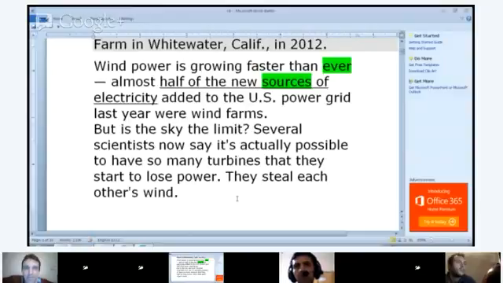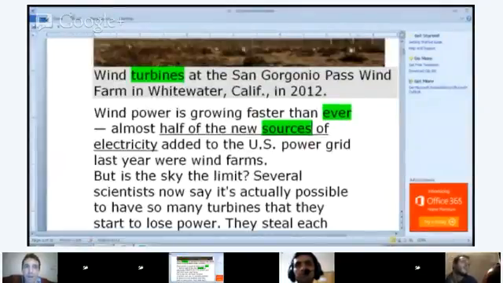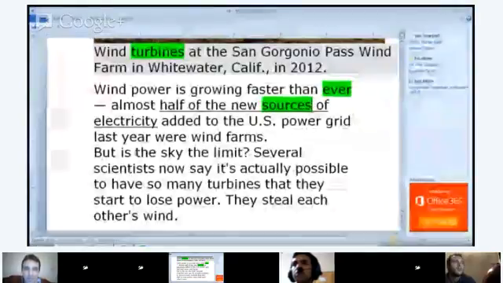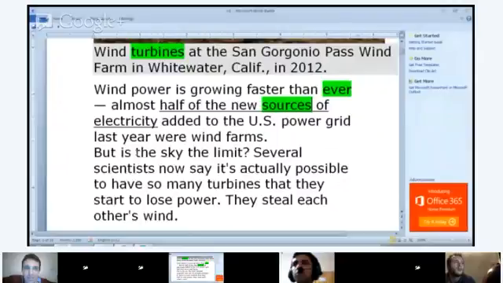Okay, great. Let me help you with turbines. Turbines. And faster than ever. Ever. And it's almost half of the new sources of electricity. Okay, so wind power is growing quickly in the U.S., and the sky is the limit. Now, this is a question, but this phrase is a very common expression where you say there are no limits. The sky is the limit. That's what we say. It's a very common expression.